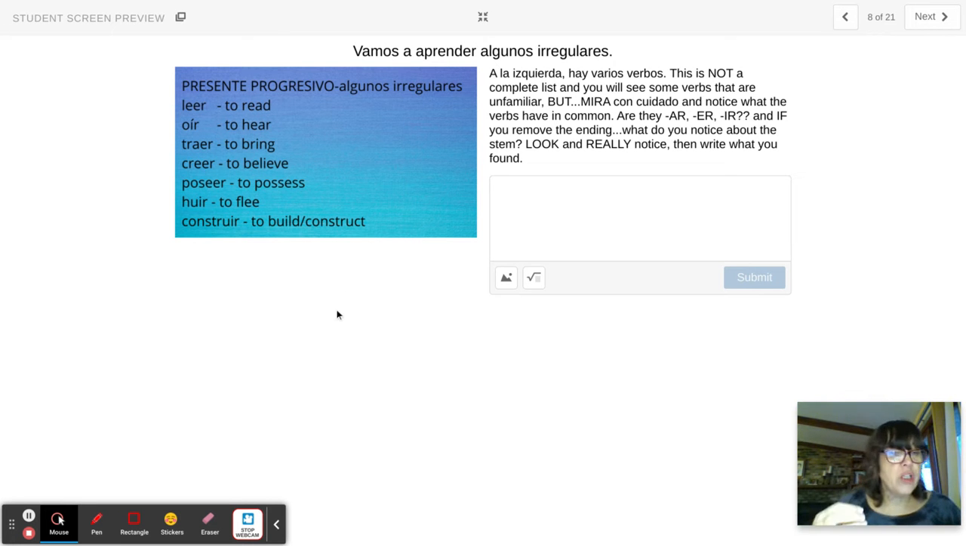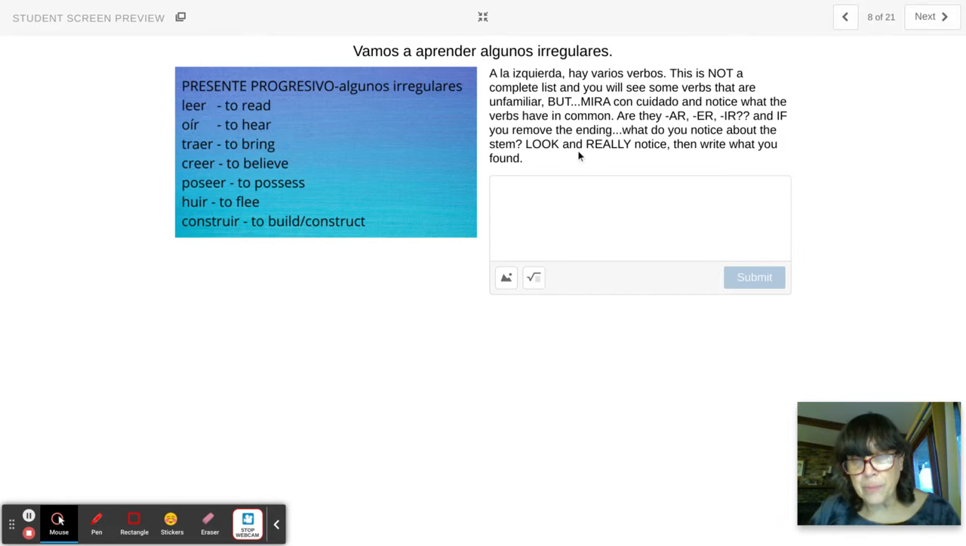So if we're going to learn a pattern, you need to see the pattern, process the pattern, and then apply the pattern whenever it's needed. When you see the case, oh, this is a pattern verb, I'm going to apply the rule I've learned. So, a la izquierda, hay varios verbos. Leer, to read, oír, to hear, traer, to bring, creer, to believe, poseer, to possess, huir, to flee, construir, to build, or construct.